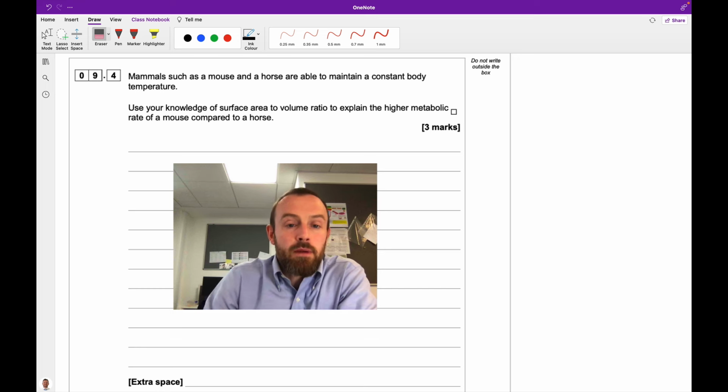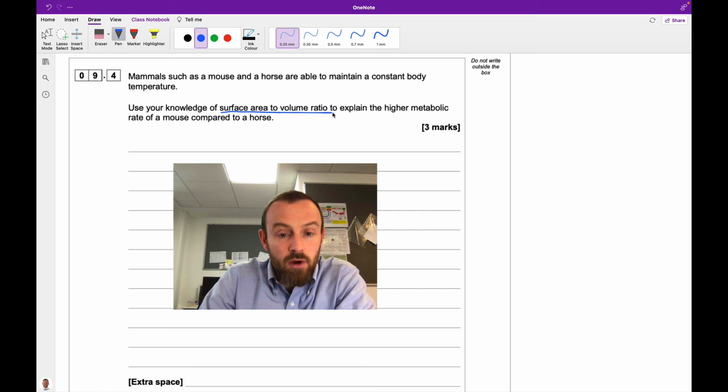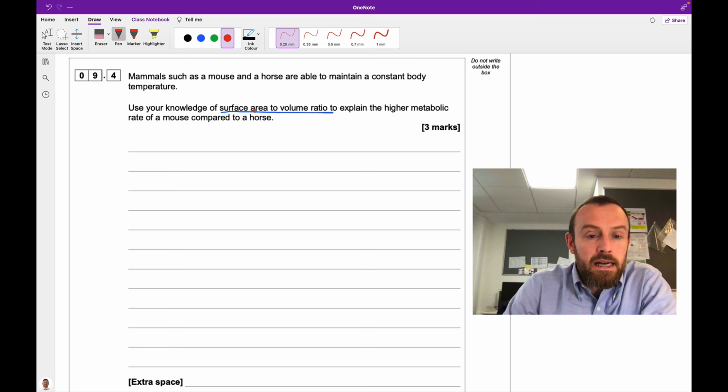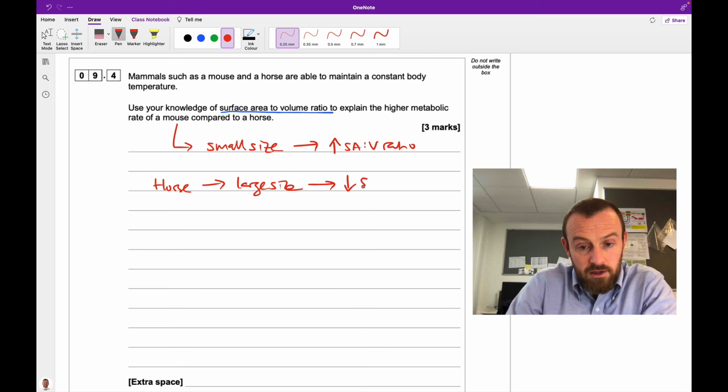Okay, mammals such as a mouse and a horse are able to maintain a constant body temperature. Use your knowledge of surface area to volume ratio to explain the higher metabolic rate of a mouse compared to a horse. Okay, so we're definitely going to need to expand on this idea of surface area to volume ratio. So mouse, small size, high surface area to volume ratio, and then a horse is going to be large size, low surface area to volume ratio. Hopefully that will get us the first mark.